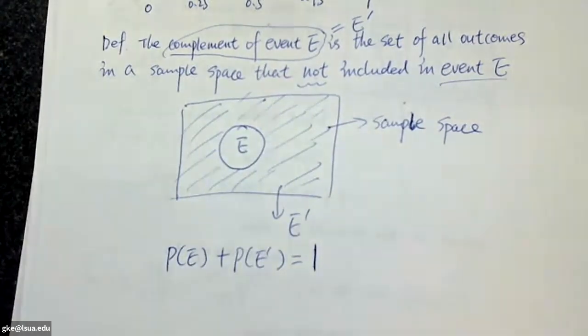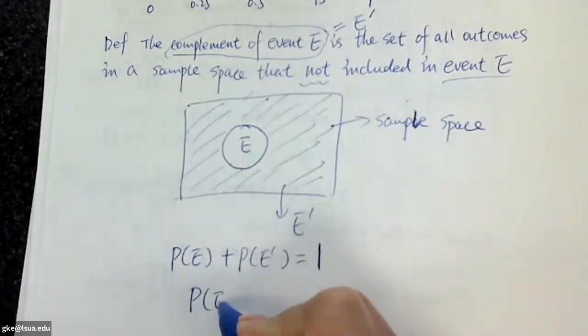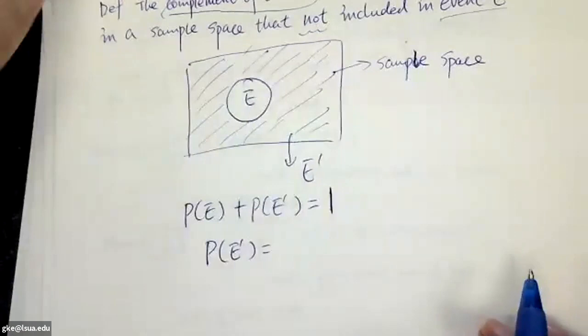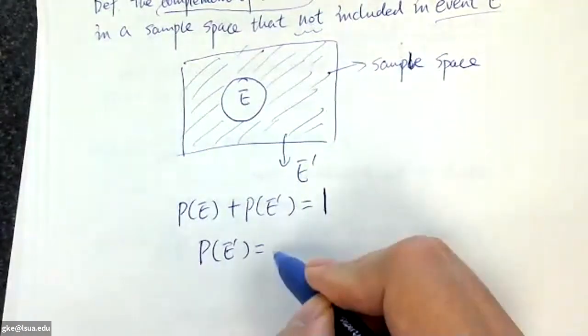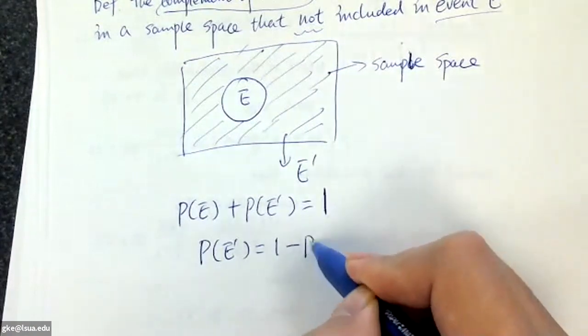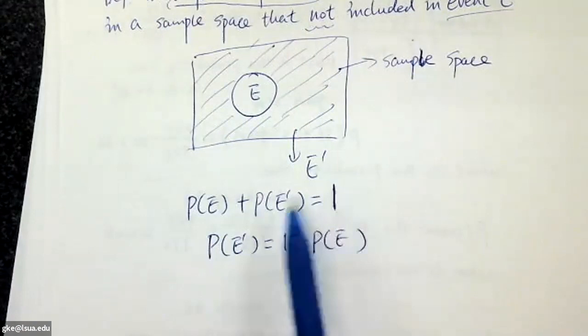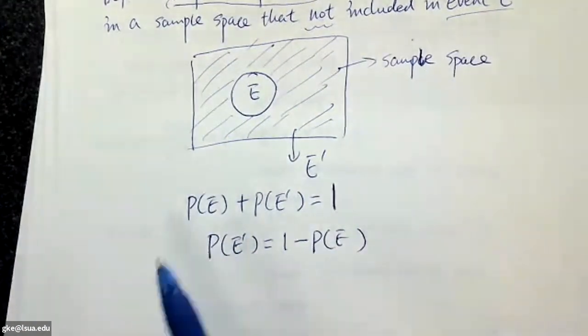And of course, some people would like to write it this way. How to find the probability of E prime? We just let it equal 1 minus P(E). Okay, just move this term to the right-hand side, or subtract P(E) from both sides. Okay, you got this.